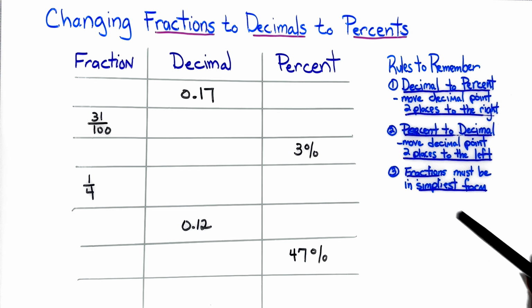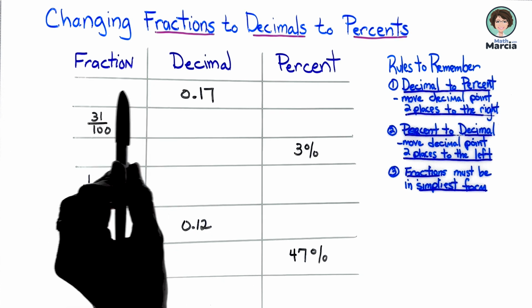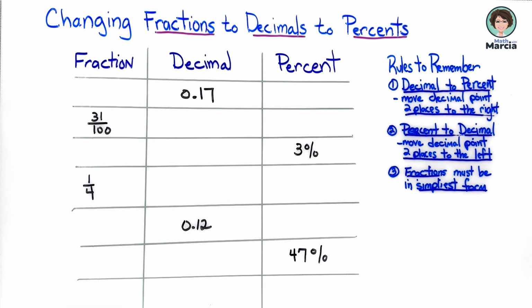So you would not want to leave 50 over 100. You would want to write it as just 1/2. So in my chart, you will see there are different parts missing. So we'll be going in different orders.